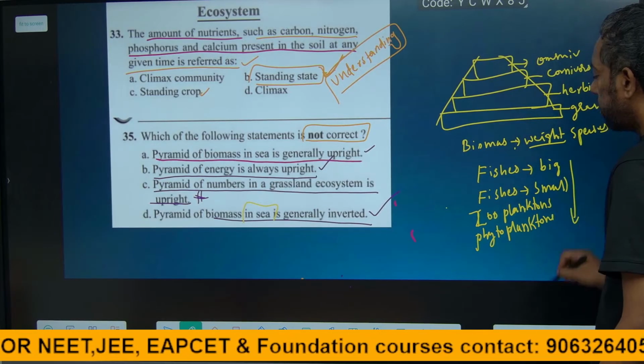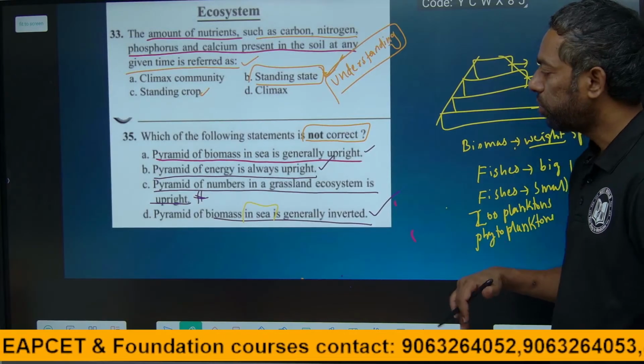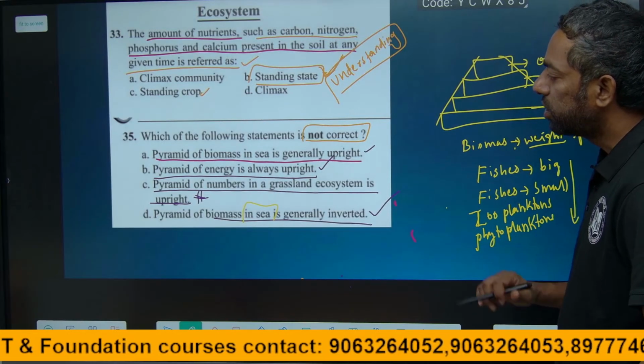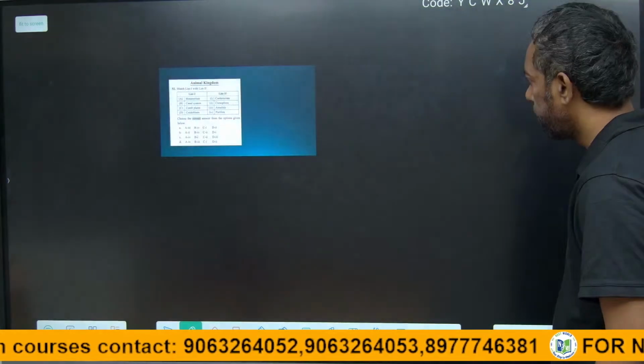So biomass is decreasing from up to down, right? That is why it is inverted. So the final statement is correct. Statement C is wrong, guys. Okay. Yeah, next question.